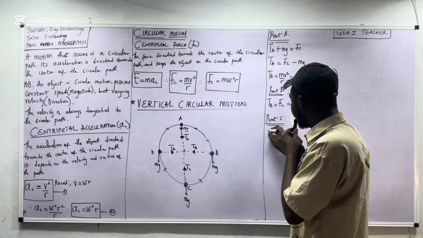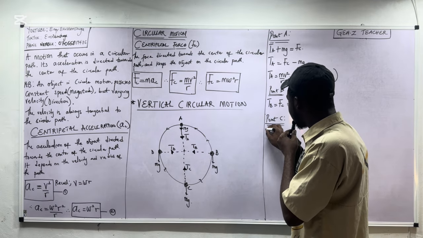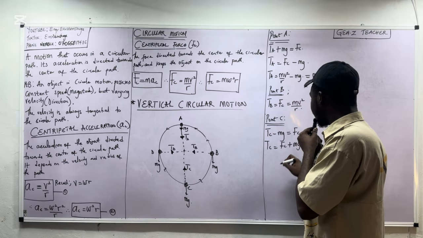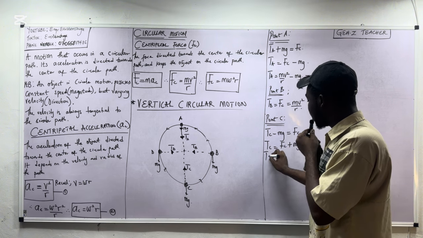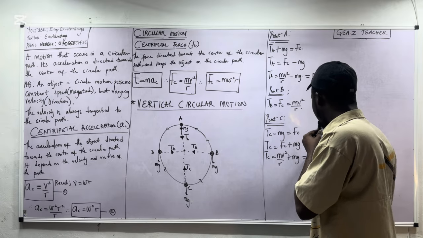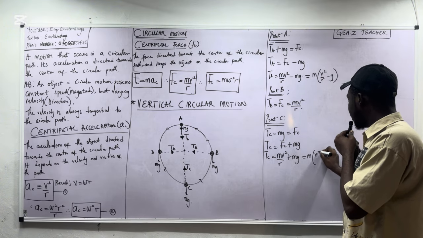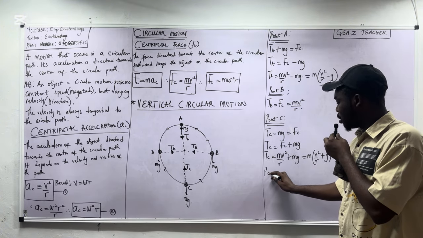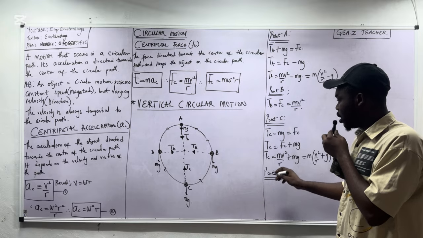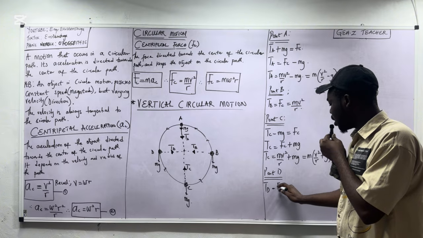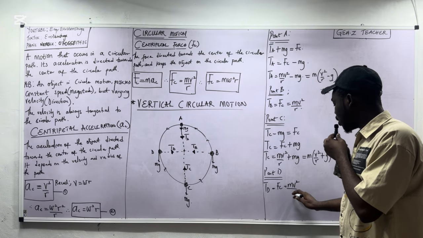So at point C, we're going to say TC minus mg must be equal to FC. So when you do your calculation, you're going to have TC equal to FC plus mg. So therefore, TC becomes mv squared over r plus mg. Now, if you factorize again, you're going to have m, open a bracket, v squared over r plus g. This is the tension at point C. Now, lastly, the one at point D, to not waste our time, is just similar to the one at point B. So TD is just equal to FC, which is mv squared over r.